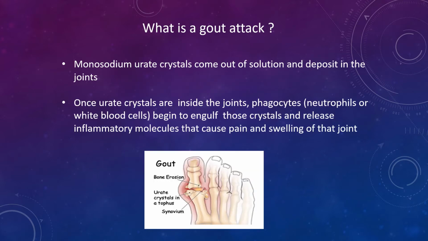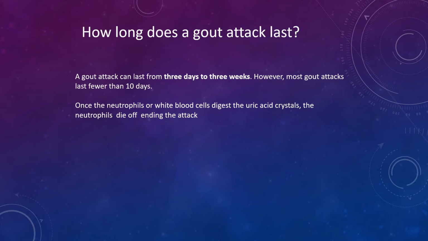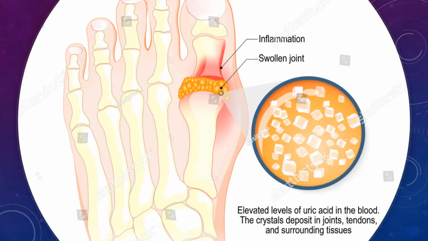Now, what is a gout attack? Basically, it's a monosodium urate crystal that comes out of solution and is deposited in the joints. Once the urate crystals are inside the joints, phagocytes or neutrophils begin to engulf those crystals and release inflammatory molecules that cause pain and swelling of that joint. How long does a gout attack last? Well, a gout attack will last between 3 days to 3 weeks. However, most gout attacks last fewer than 10 days. Once the neutrophils or white cells digest the uric acid crystals, they tend to die off, ending the attack. Here's another cartoon that pictures the uric acid crystals and how they deposit on the joint and cause inflammation.